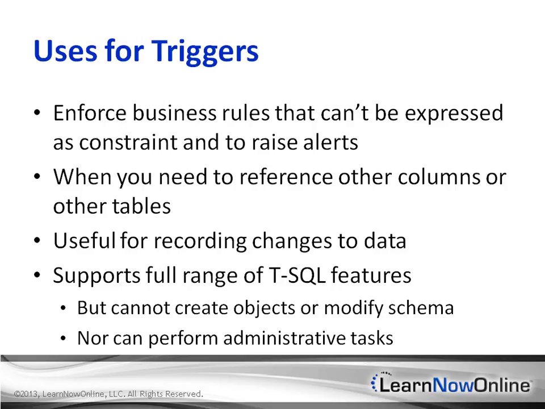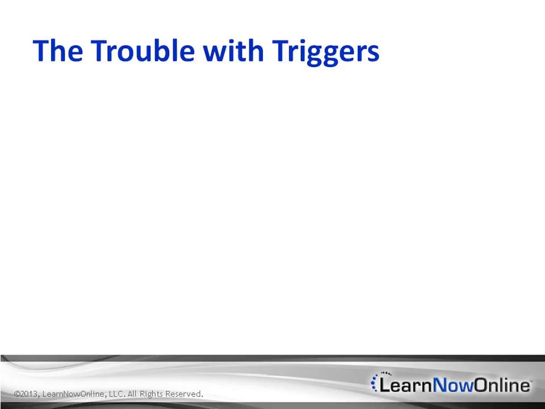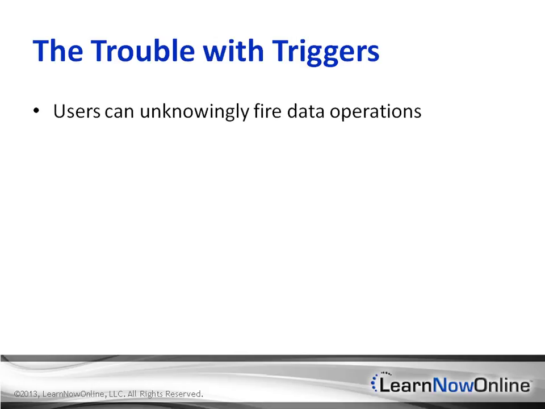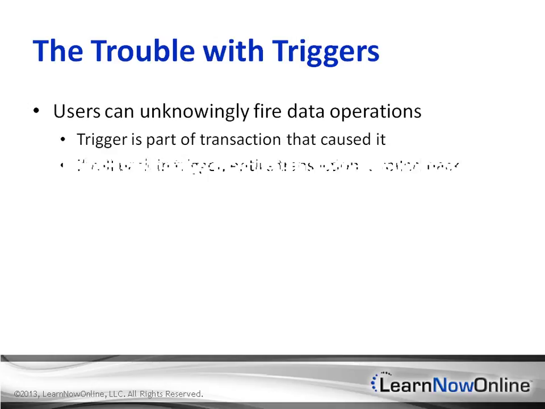Okay, so triggers are generally a good thing, particularly, as I mentioned, for enforcing complex business rules. But with apologies to Star Trek's Captain Kirk and his trouble with tribbles, there are some trouble with triggers. The biggest risk in using triggers is that users and developers may unknowingly cause hidden data operations when working with data in tables. A trigger is part of the transaction that caused it to fire. So, that transaction is not committed or rolled back until the trigger code is complete. If the transaction is rolled back within trigger code, the outer transaction is rolled back as well.